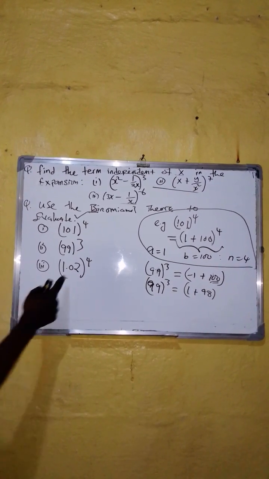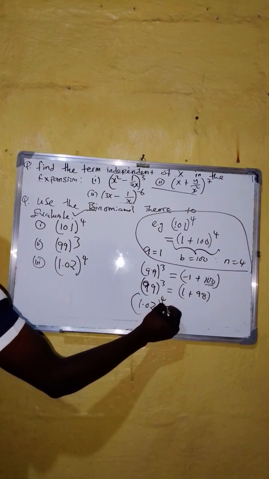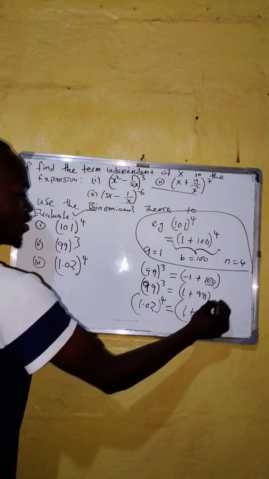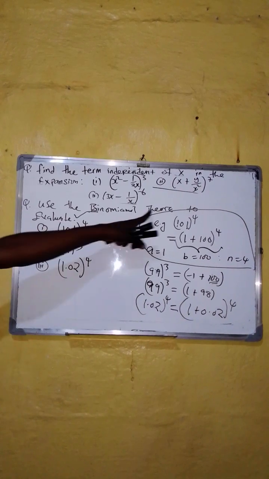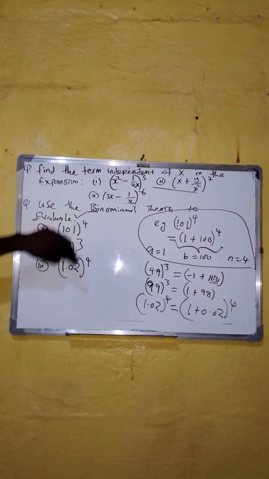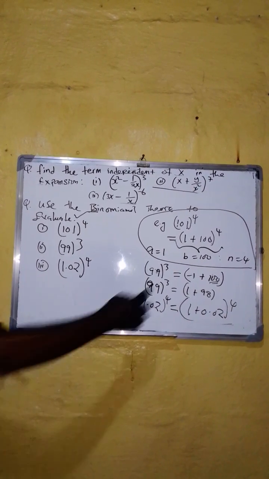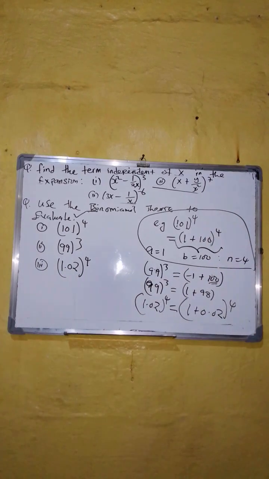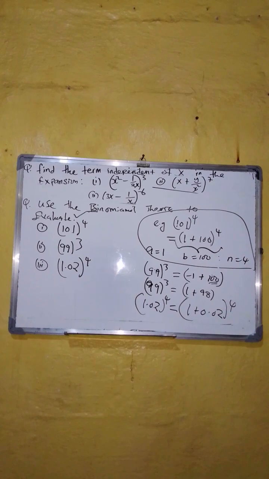The same applies if you had 1.02 power 4. 1.02 power 4 can be written as (1 plus 0.02) power 4. Then expand that and evaluate. So the question is, use the binomial theorem to evaluate this. You expand and, remember, sum up all the terms which you are going to have. Because if you expand power 4, you have 5 terms, isn't it? Sum those 5 terms together. What do you have? That should be the answer you are supposed to get.